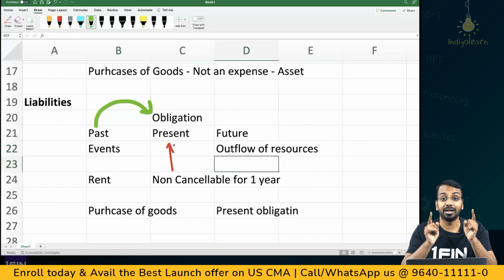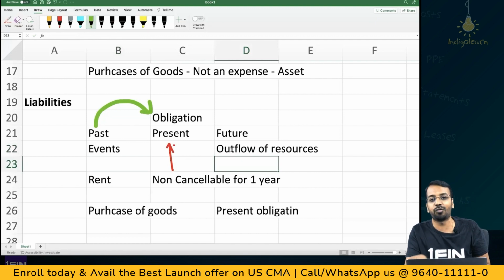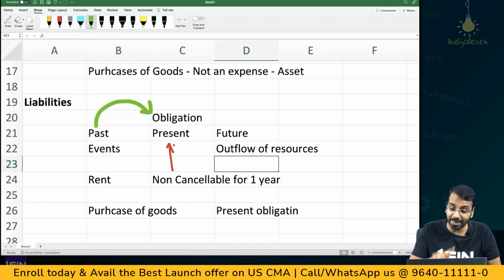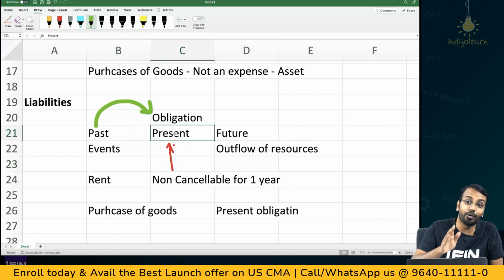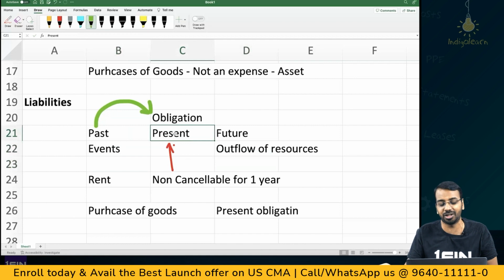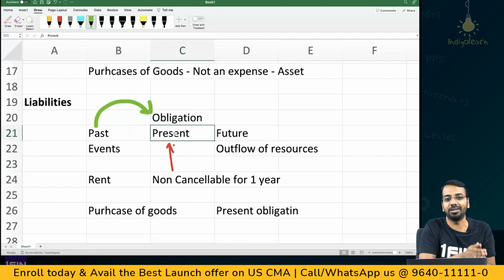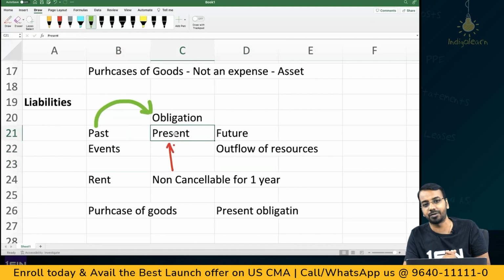So liabilities are present obligations arising out of past events, which will result in an outflow of resources in future. That is why if some court case is going on, we say it is not a present obligation. It may be a possible future obligation, but currently there is no obligation. So only if you have a present obligation, coming because of a past event, and it will result in an outflow of resources in future, you define it as a liability.